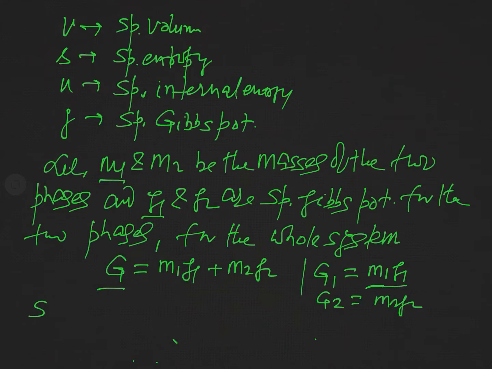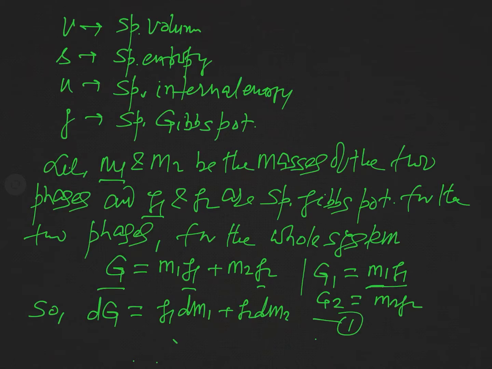And so if we take a small change in G, what will it be? Since g1 and g2 are specific values of Gibbs potential, they do not change. Only during the phase transition, the masses of the two phases change. So this will be dG = g1 dm1 plus g2 dm2. Say this is equation 1.